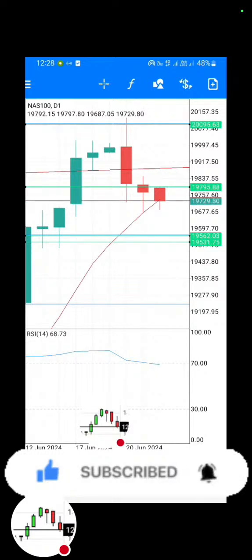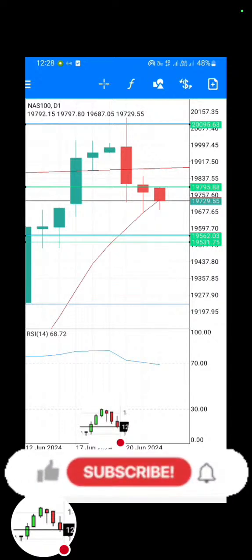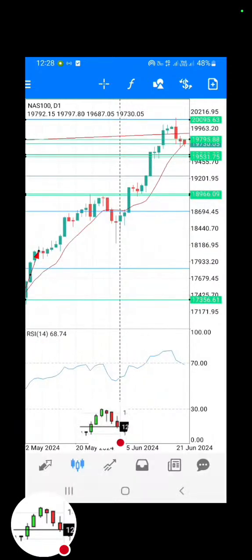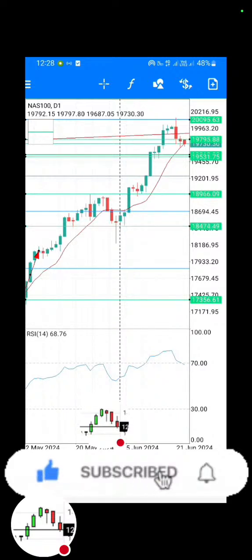Let's say you want to leave your trade for more than a year, or maybe 2 years or 3 years. So you're going to use swing trading. You will hold your position for a long period of time.